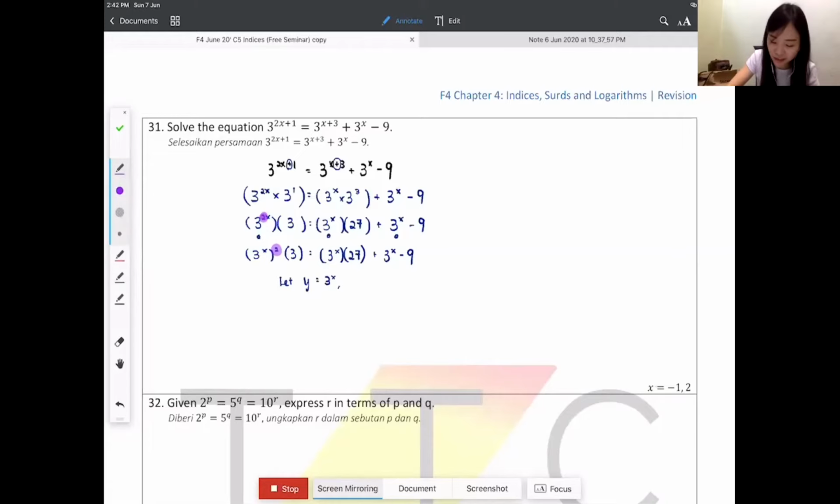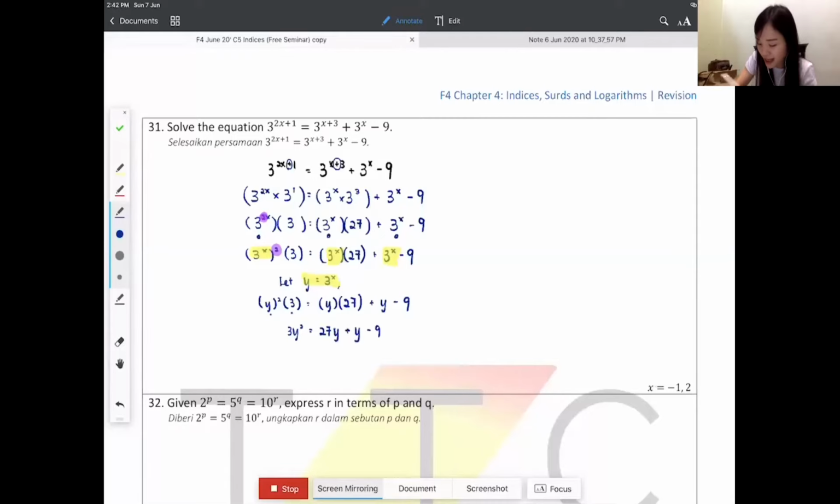I think by now you understand it, because everything I repeat two times, so you should understand now, since I come out with all the same type. So guys, 3 power x becomes y. So y squared times 3 equals y times 27 plus y, minus 9. Correct? Isn't it like that? Let me write nicely for you. 3 times y squared, 3y squared. 27 times y, 27y. Plus y, minus 9.